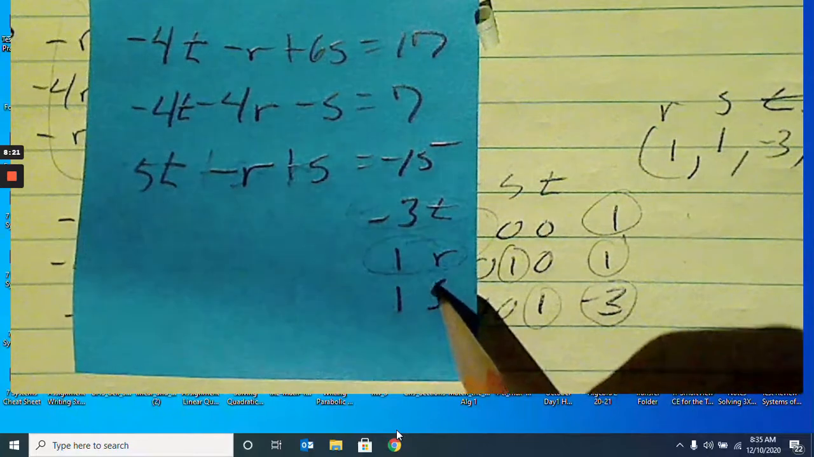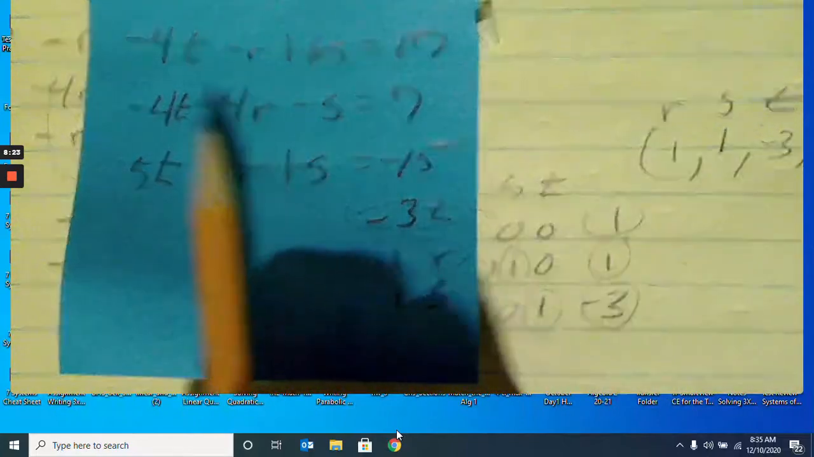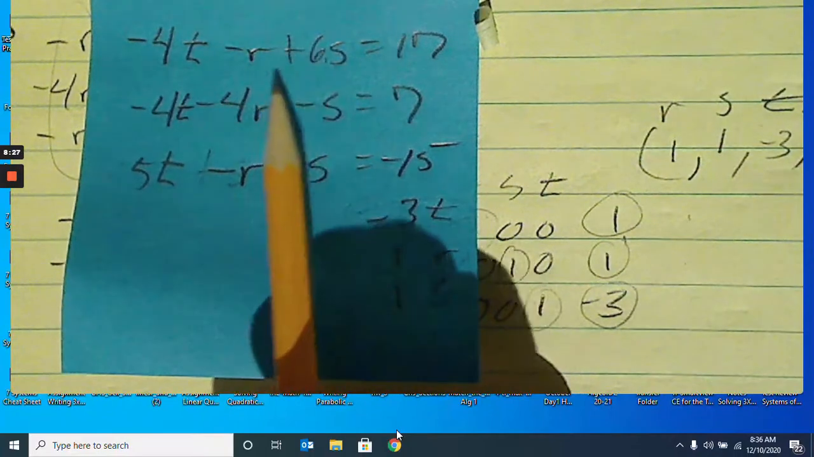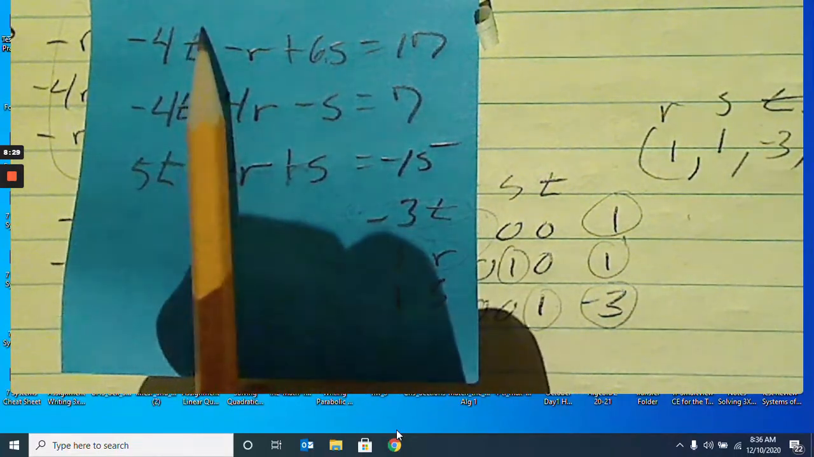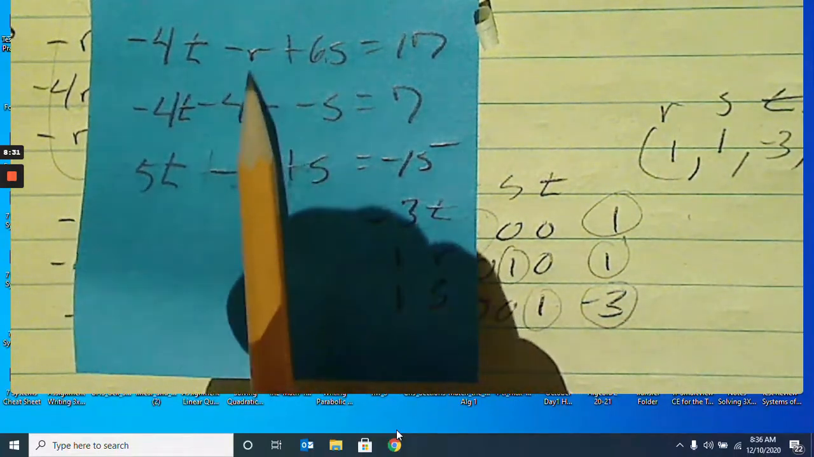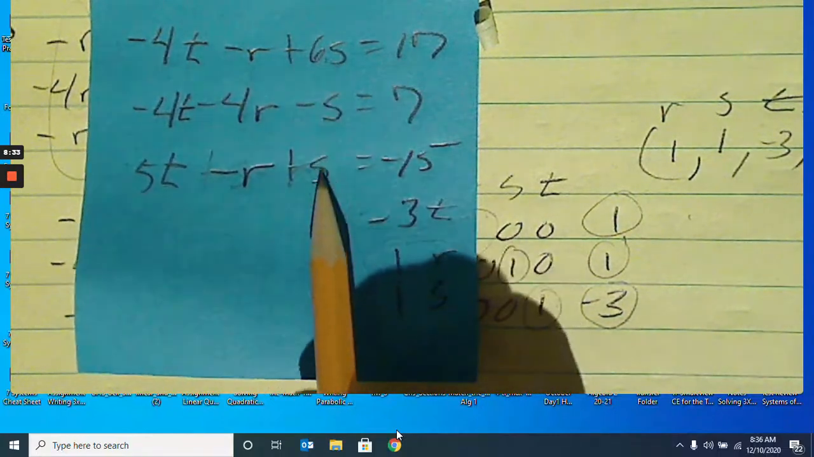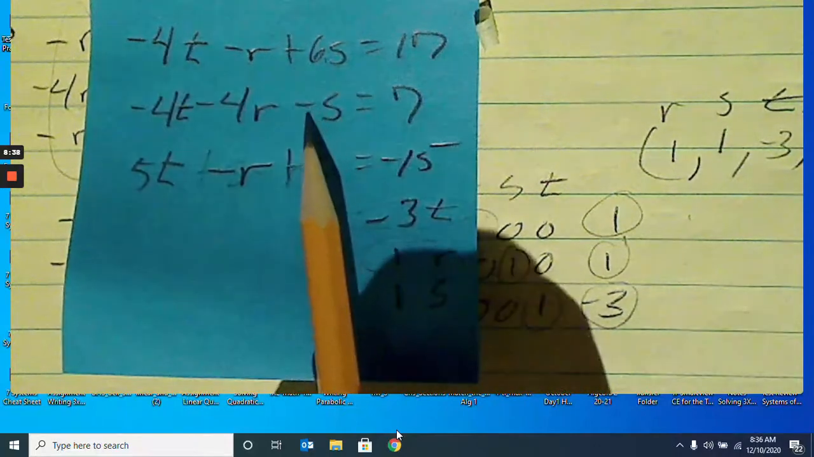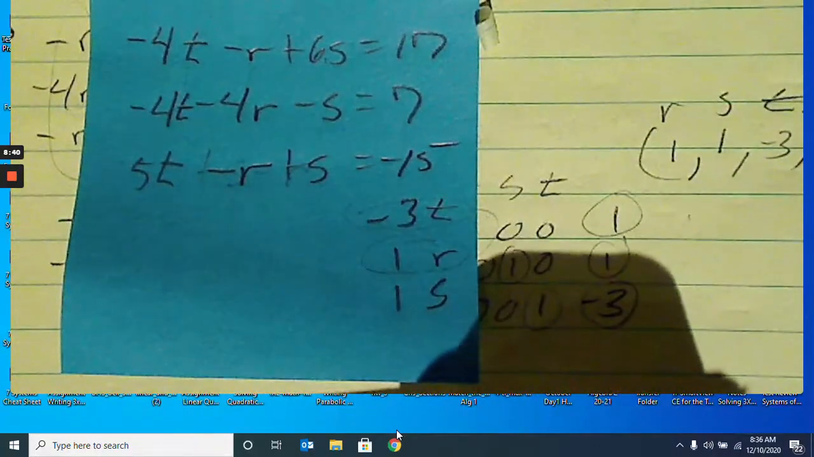The idea of matrices is not so much about the order of these, or the fact that you move it left or right. It's a matter of the fact that this is lined up with T, this is lined up with R, this is lined up with S, this is lined up with your constant. And then make sure your symbols are correct depending on how you move it around. Okay.